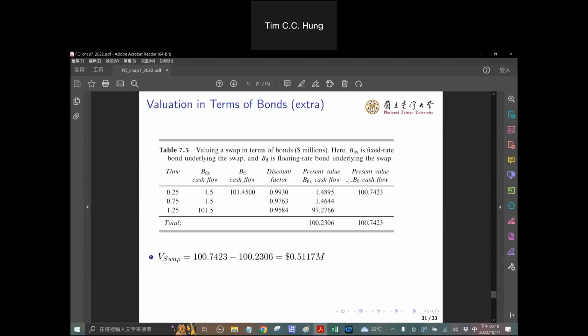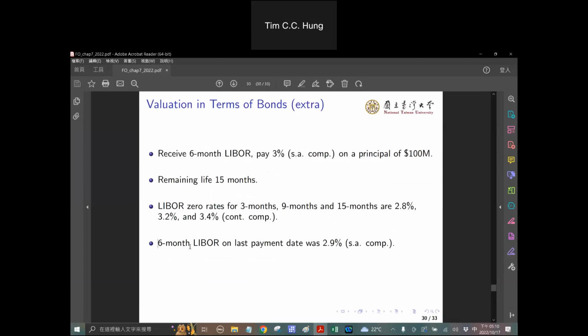Sure. What is 0.. The 6 months LIBOR rate on the last payment date was 2.9%. It says that this horizon has a 2.9% interest rate. 2.9 should give 0.25 months. Yeah, in 3 months, not months, year. So that's 3 months. Yeah, that's right.